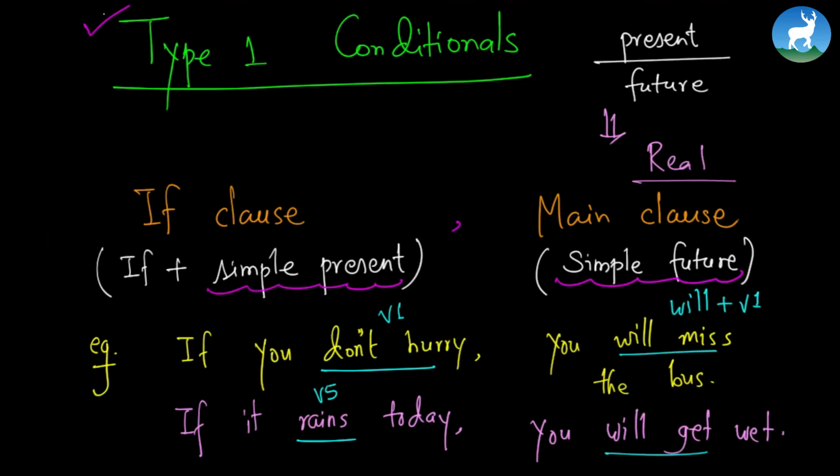Now, what is the big difference between type 0 conditional and type 1 conditional? That is my question. Think about it. The biggest difference between type 0 conditional and type 1 conditional is that in the 0 conditional, in the main clause, we have the simple present, right? But in the type 1 conditional, in the main clause, we have simple future, correct? That makes all the difference because in type 1 conditionals, we are talking about present and future. But in type 0 conditional, we always talk about here and now. Does that make any sense? It does, right? So let's go to another type.